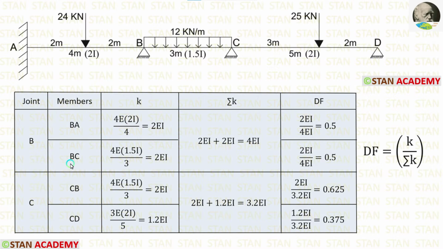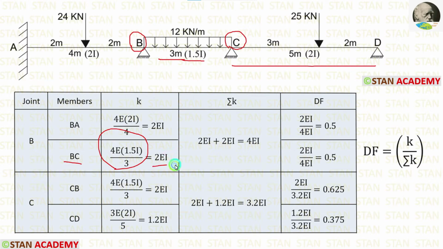Now, let us calculate the stiffness for BC. For that, from the joint B, we have to look at the point C. The point C is continuous because after the point C, we have a span CD. If the far end is continuous, the formula is 4EI upon L. Here, moment of inertia is 1.5I and length is 3 meter. After applying inside the formula, we are getting 2EI.